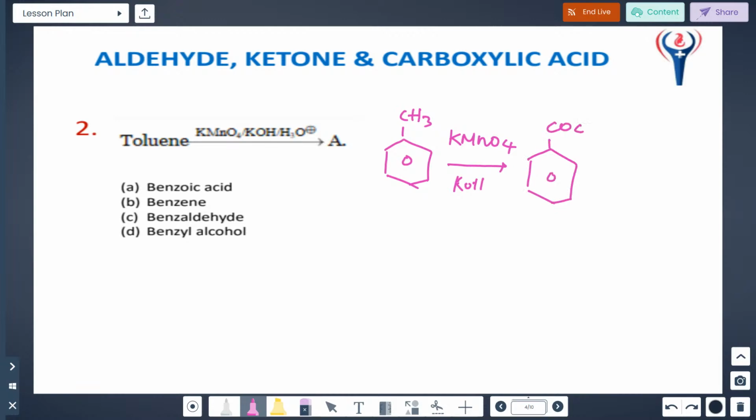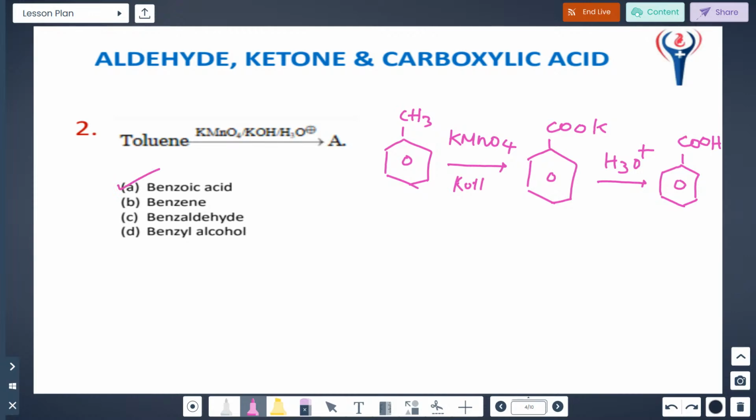COOK. Suppose if I put COOH, it means benzoic acid. But here, with potassium in basic medium, I put COOK. But it's not A yet. Again, we do hydrolysis, then only we get the product. It becomes carboxylic acid. Now COOK becomes COOH. This is the final product. Are you following? A is nothing but benzoic acid. Answer A is the correct one.